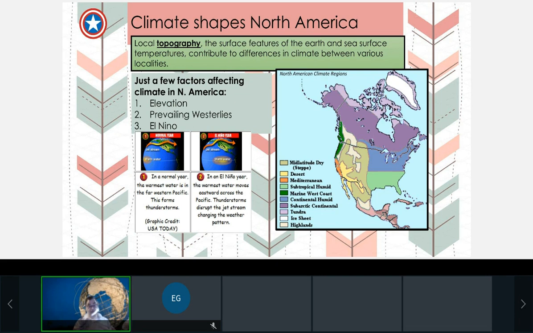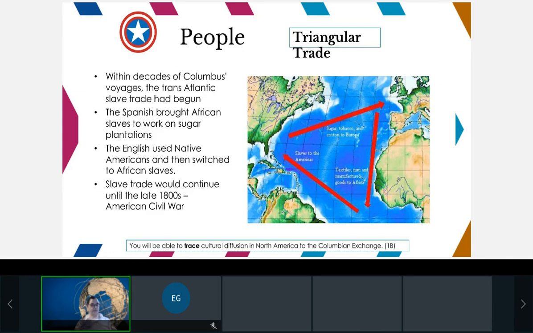So everybody knows what El Nino is, right? Yes, I'm going to send you the notes. No problem. Okay. All right. Moving right along. Next slide. Because like I said, I want to get to an activity this afternoon. Okay, real quickly, we're going to talk about triangular trade.